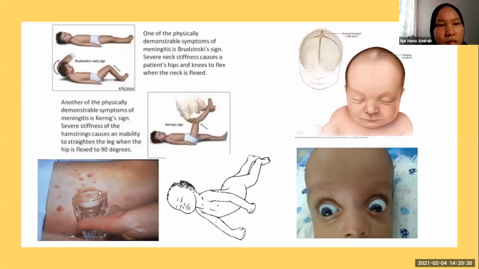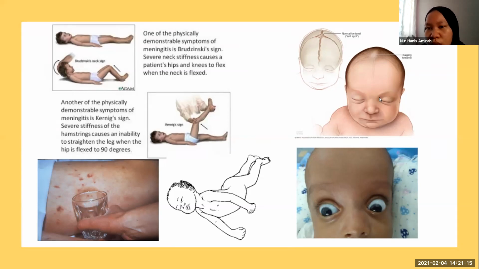Okay, next. This above one is the Brudzinski's sign. So carefully and slowly flex the neck of the child, and when there is meningitis, there will be meningeal irritation. So the child may feel pain, and then the hip and the knee will suddenly flex, a sudden flexion of the hip and the knee. And then for the Kernig sign, extend the child's knee to 90 degrees and try to straighten the leg. So in meningitis, there will be meningeal irritation that can cause pain during the straightening. So the child may not be able to straighten their leg.